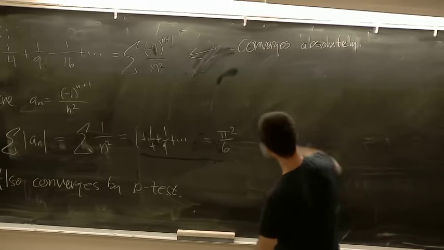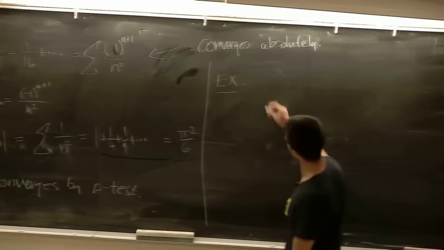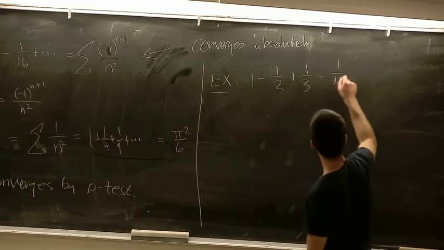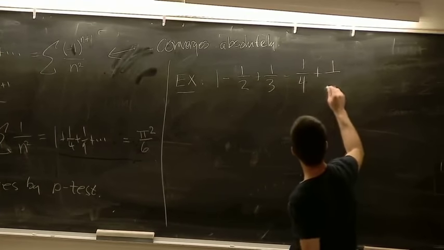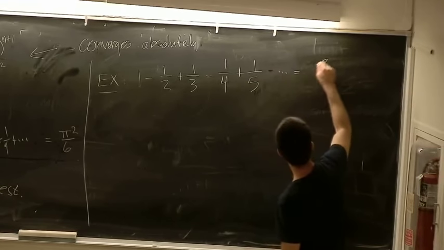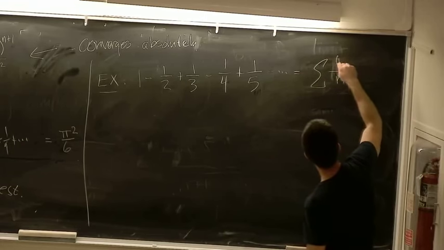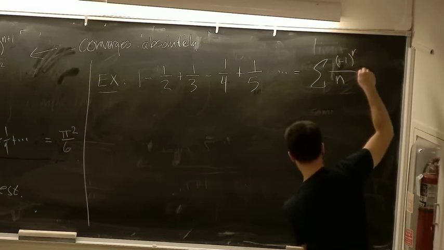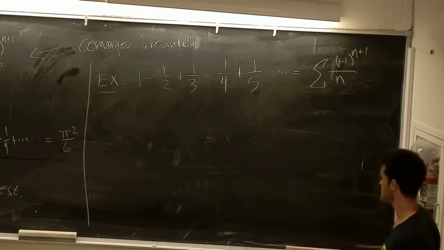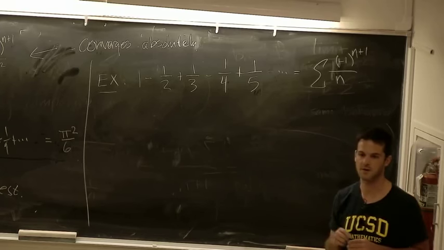Okay, as another example, how about this one? 1 minus 1/2 plus 1/3 minus 1/4 plus 1/5. So this is the sum of the reciprocals, but again with this alternating factor. What do you guys think about this one? Does this one converge absolutely?